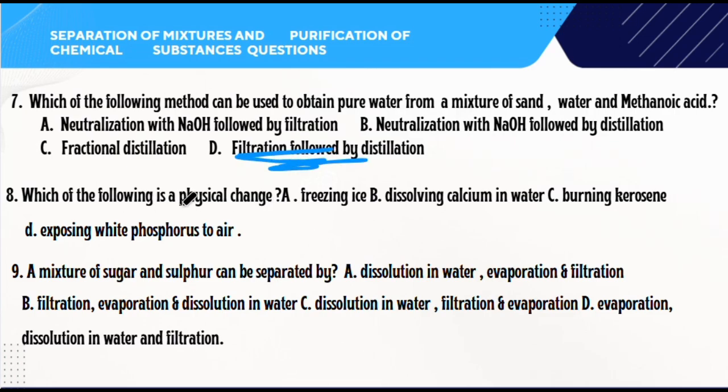Which of the following is a physical change? What are physical changes? Physical changes are reversible changes that do not form a new product. You see, if you freeze ice, you can still return the ice back to its normal state. So definitely that's a physical change. Dissolving calcium in water is a chemical change because it's going to form calcium hydroxide. Burning kerosene is going to form CO2 and water, so that's a chemical change. Exposing white phosphorus to air is a chemical change because phosphorus is going to be oxidized to phosphorus oxide. So it is also a chemical change. So the answer is freezing ice.